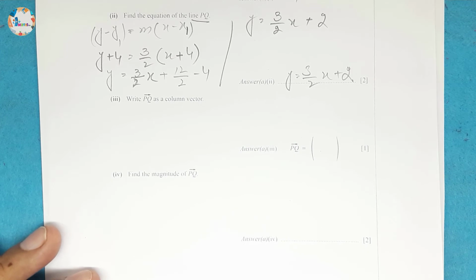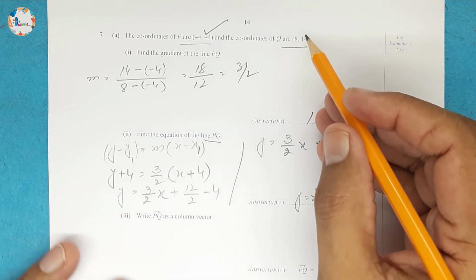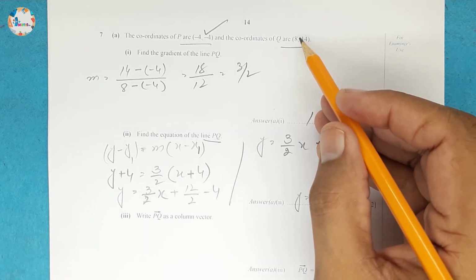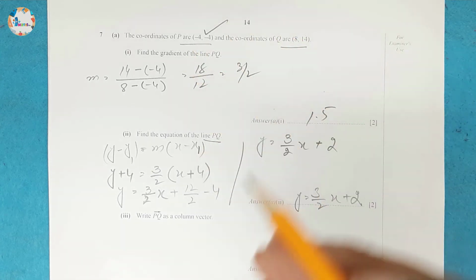Then write PQ as a column vector. So the column vector will be basically 8 minus minus 4.